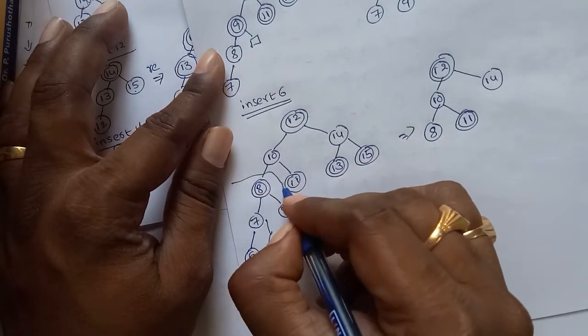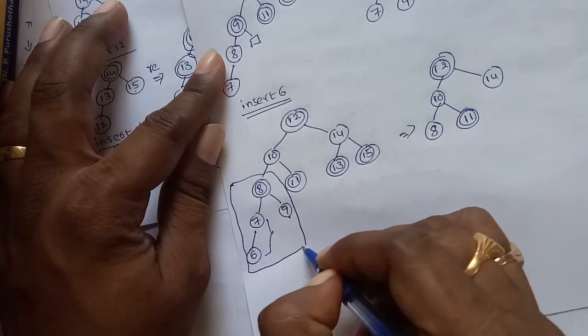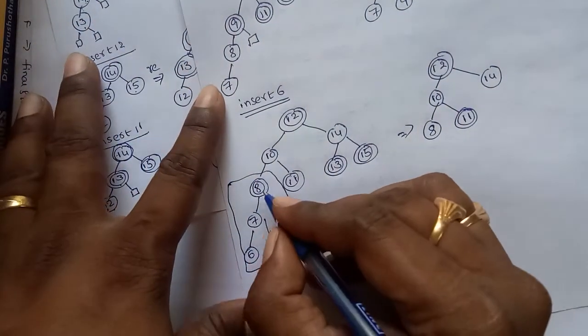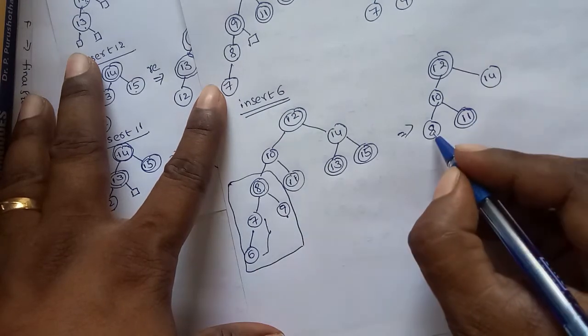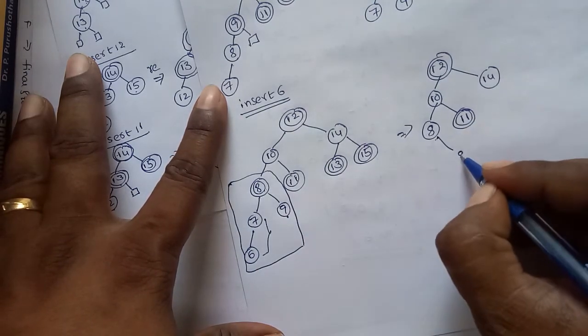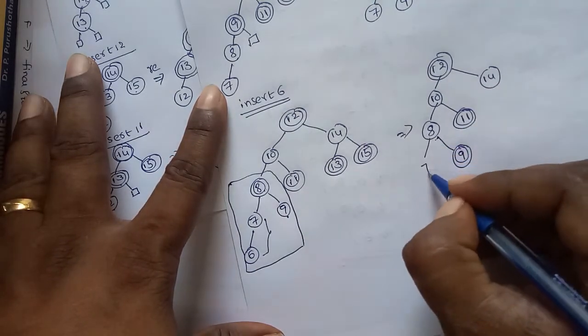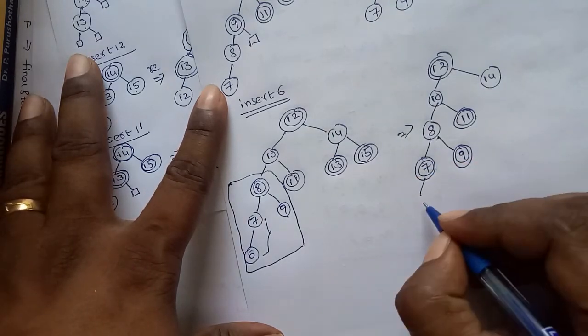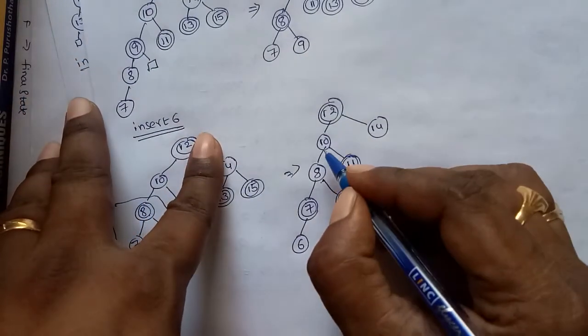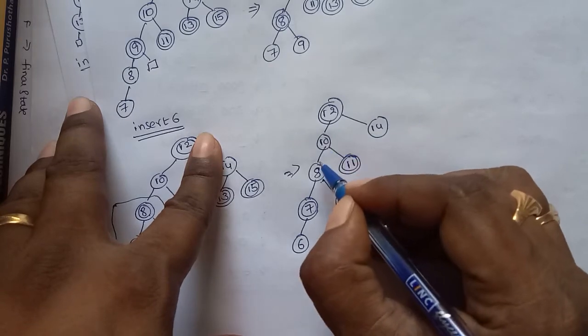Here we are considering only this part. 8 is initially black color, converted into red. 9 is red color, converted into black. 7 is red, converted into black. 6. Now observe, again we violate the property with 8 and 10.